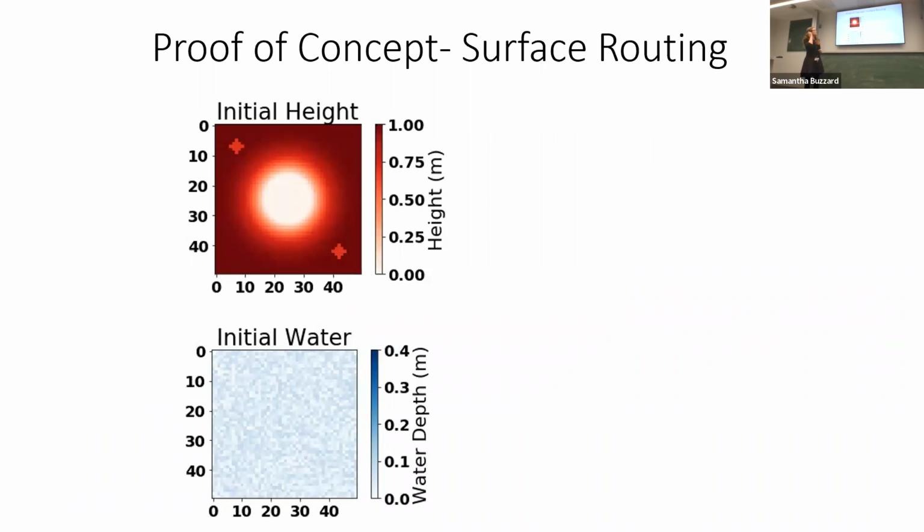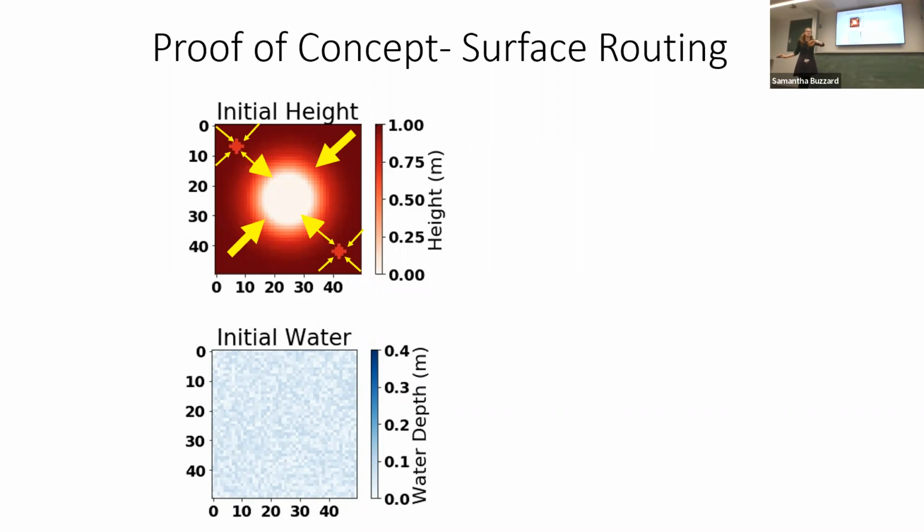So a little proof of concept of how we did the surface routing in the MONARCHS model. Here we essentially have a Gaussian height distribution. White is low, red is high, and then I added in two little lower areas and gave it a random water distribution to start with. We would expect most of the water, of course, to end up in that main low in the middle, but I was also interested to see what happens with those two smaller lows at the side.